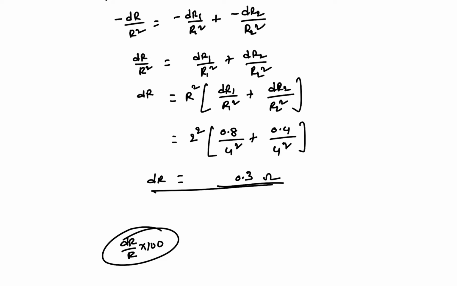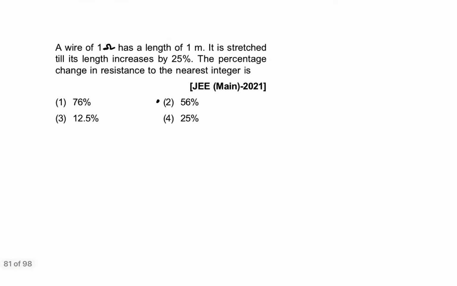Next, same question, now if they ask like percentage error, percentage error means dR by R into 100 you have to write. You bring R value down only in that case.